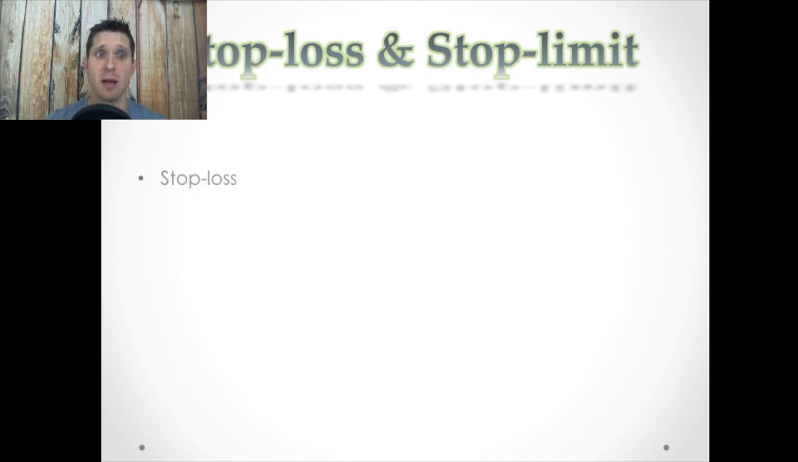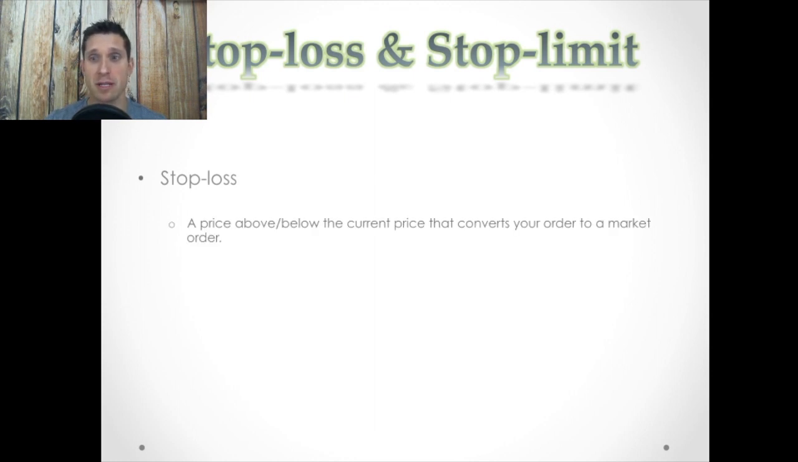Stop loss, stop limit. Stop loss is a price above or below the current price that converts your order to a market order. So you're going to set it kind of like a limit, but it's only going to execute when it gets above or below that current price, and then it's going to execute as a market order. And then you have a stop limit.